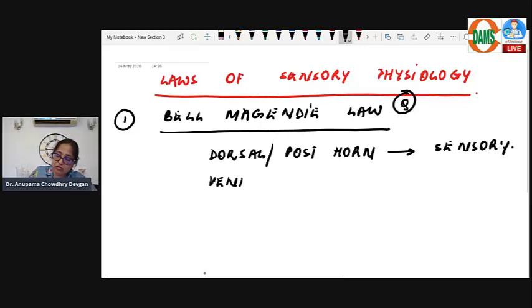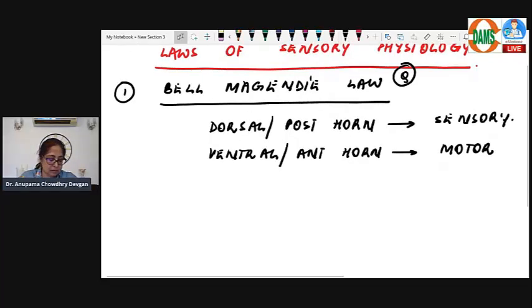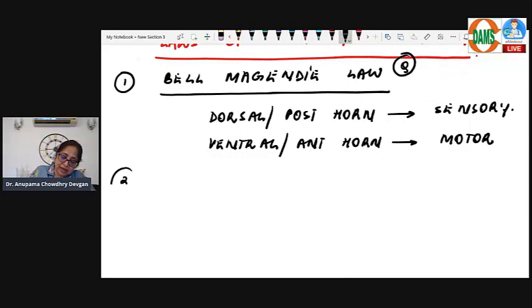And the ventral or the anterior horn of the spinal cord is motor. That means all the motor output from the spinal cord is via the anterior horn of the spinal cord. All the sensory fibers will enter into the spinal cord from the posterior aspect, and all the motor fibers will leave the spinal cord from the anterior side, right? So this is your Bell-Magendie law.